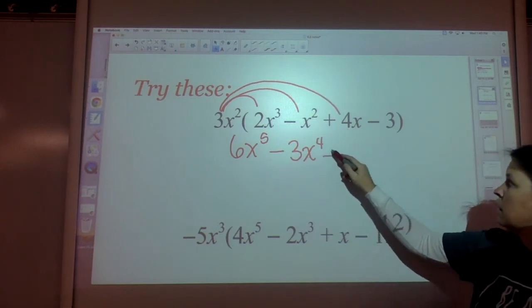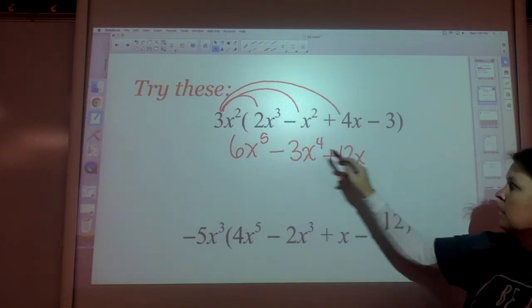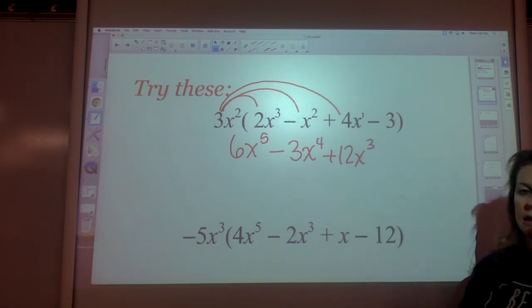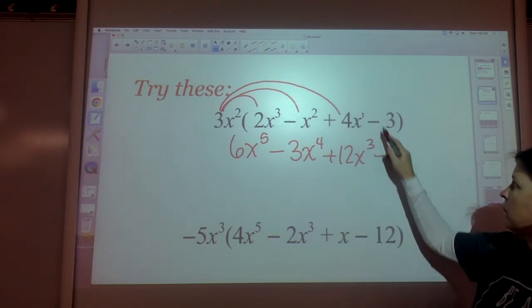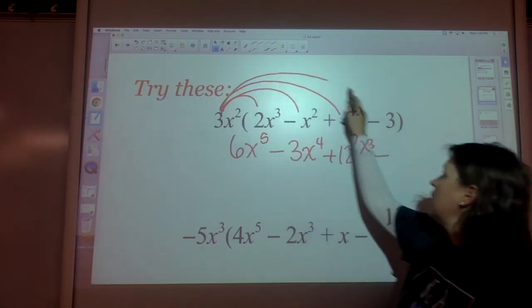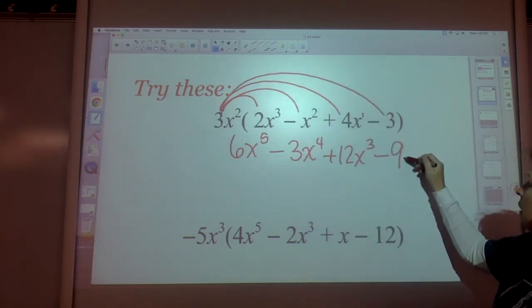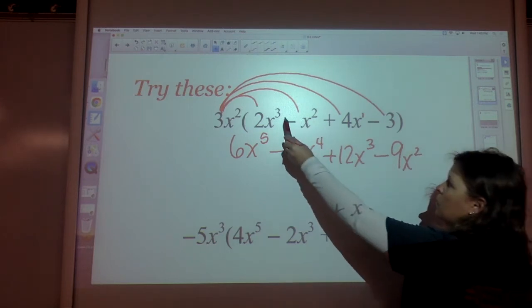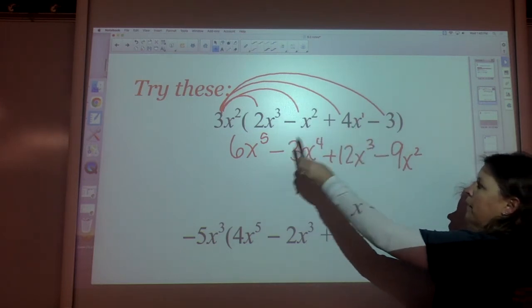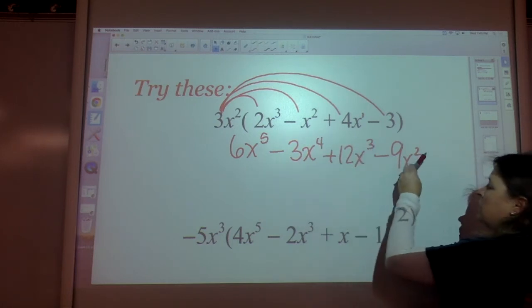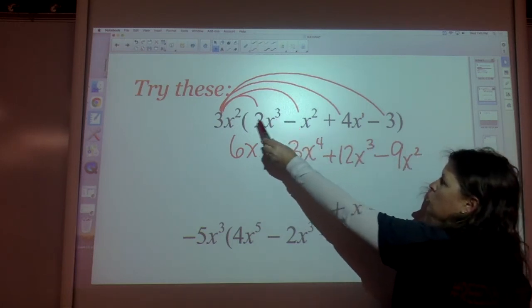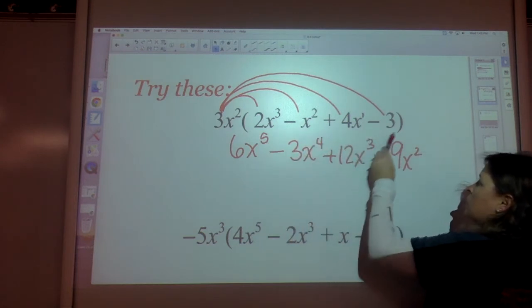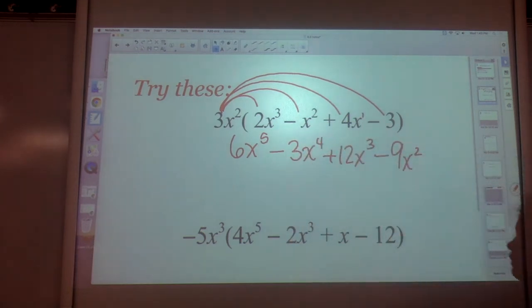Plus 3 times 4 is 12. You had 2 x's there. You have 1 more here for a total of 3. And finish it off with minus 3 times 3 is 9. Take the x squared with you. Do a quick check. This was in order. 3, 2, 1, 0. This is still in order. 5, 4, 3, 2. And each one should have gone up by 2 exponents. 3 plus 2 is 5. 2 plus 2 is 4. 1 plus 2 is 3. 0 plus 2 is 2.